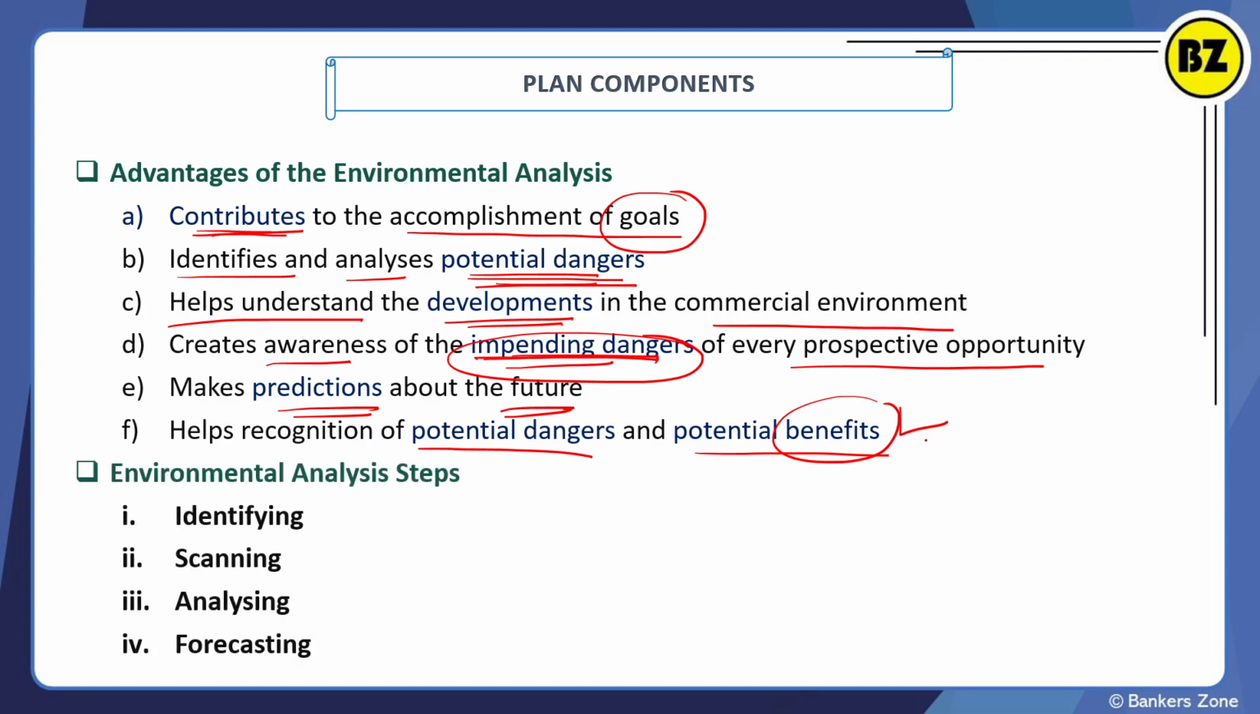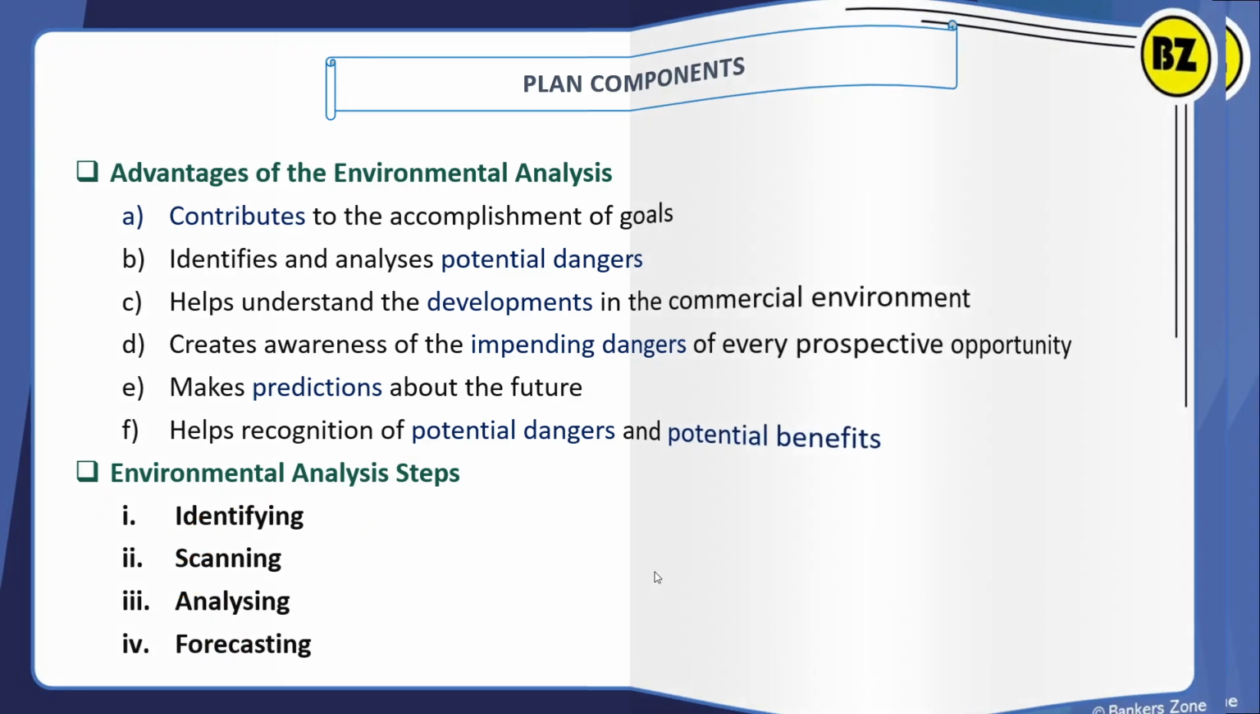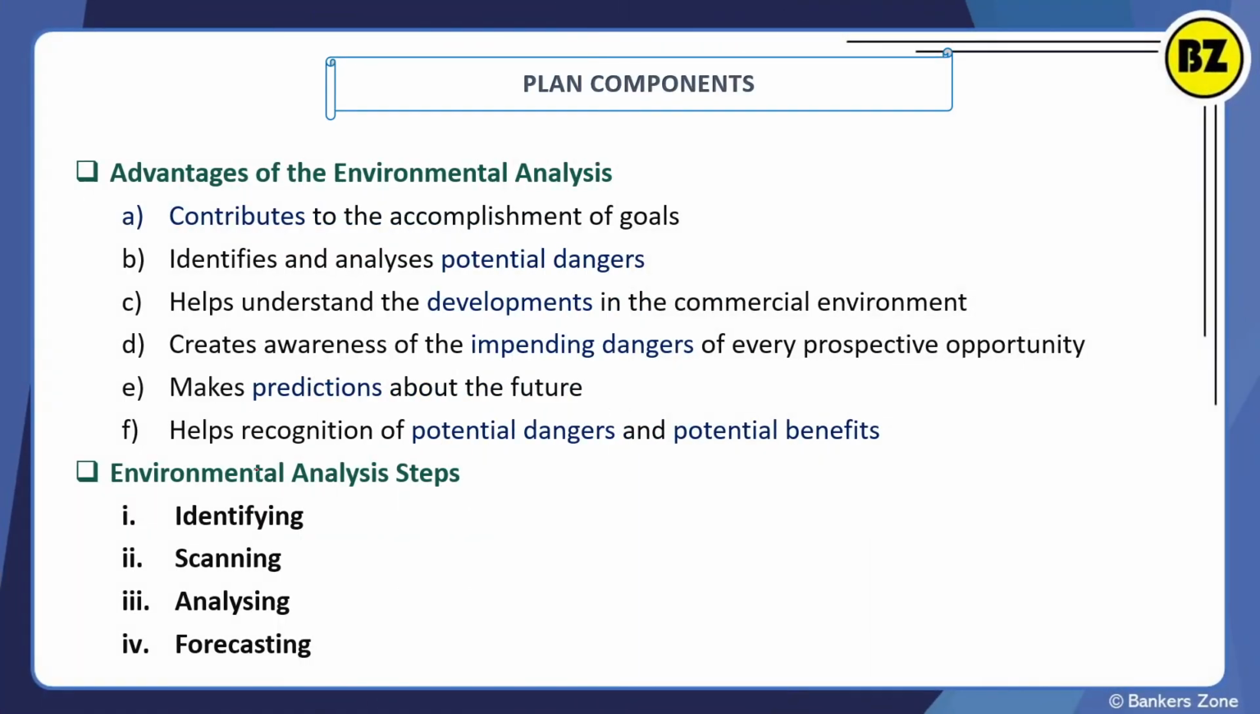Now what are the environmental analysis steps? One by one, see here. We have identification first, then scanning, then analyzing, and then forecasting. You can remember these steps easily because they are important. First identify, scan, analyze, and forecast. One by one we have to discuss them. These are the steps in the environmental analysis: identifying, scanning, analyzing, and forecasting.